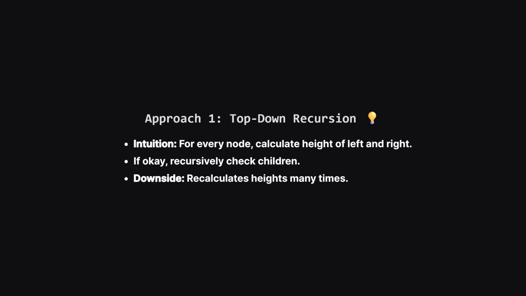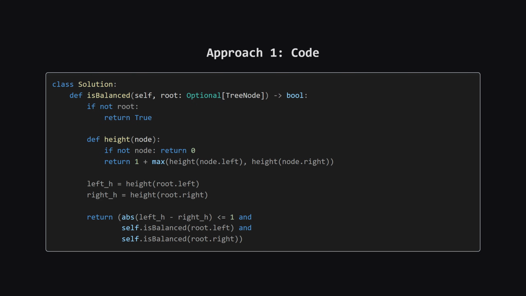One way to solve this is to just follow the definition literally. For every node we measure the heights, check the difference, and then move down to the children. It works, but it is a bit slow, because we keep measuring the same branches over and over again as we move down. Here is the basic top-down code. We have a helper function to find height, and then we check the root. Then we recursively call the same function on the left and right children. It is simple to understand, but not the most efficient.